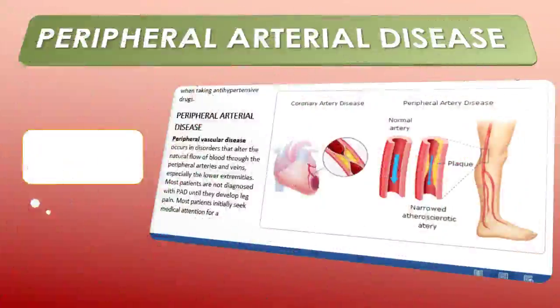Let's now talk about peripheral vascular disease. It occurs as a disorder that alters the natural flow of blood through the peripheral arteries and veins, especially in the lower extremities, as shown in the picture. Most patients are not diagnosed with peripheral vascular disease until they develop leg pain. Most patients initially seek medical attention for a characteristic leg pain called intermittent claudication. They may have some cramping and burning sensation when they can only walk certain distances before it forces them to stop.